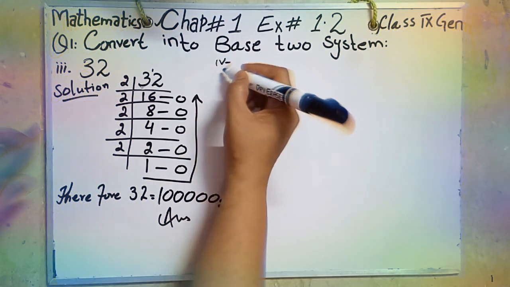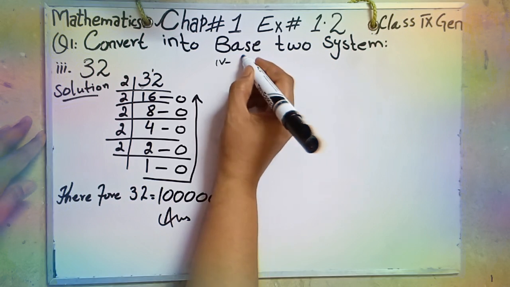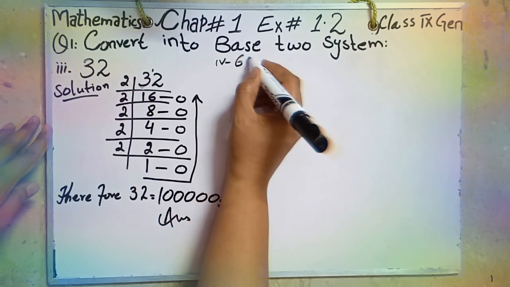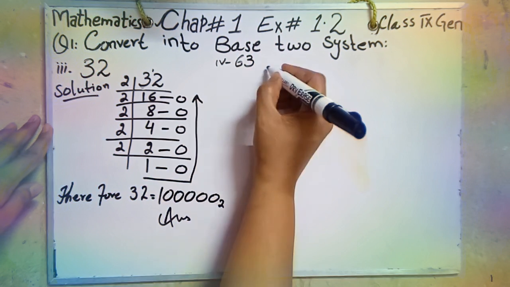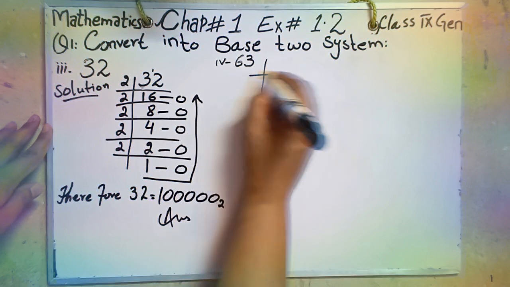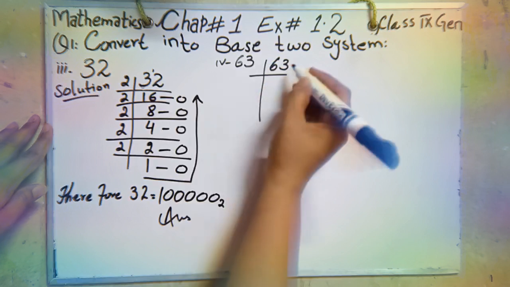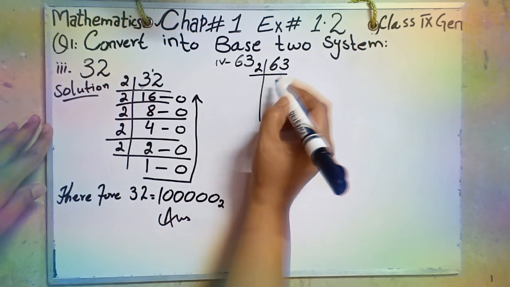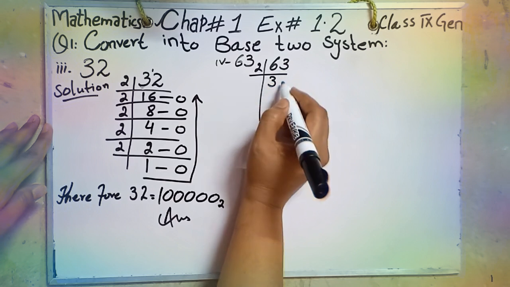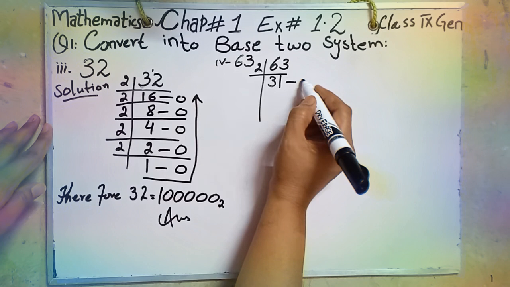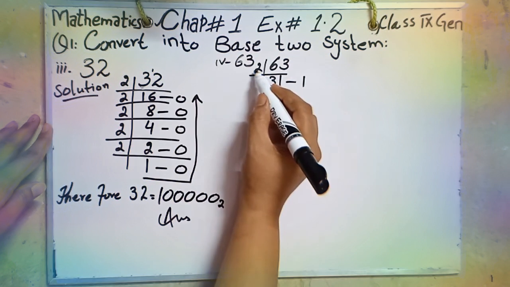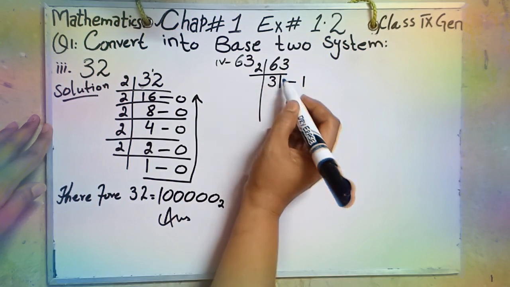Fourth part, 63. 63 convert into base 2 system. 2 threes are 6, 2 ones are 2, 1 is left.